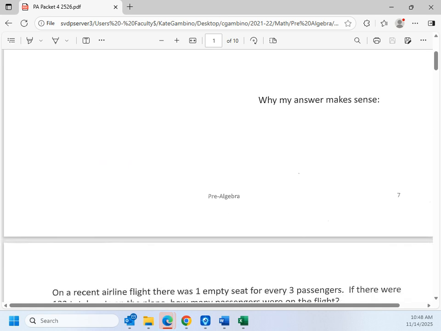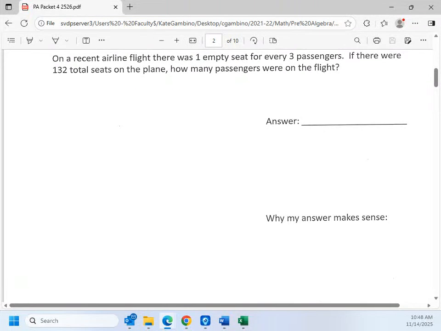Next page. On a recent airline flight, there was 1 empty seat for every 3 passengers. If there were 132 total seats on the plane, how many passengers were on the flight? So what are we going to be skip counting by? Nope. 1 empty for every 3 passengers. How many seats is that, Henry? 4 seats. Right, so we're skipping by 4s.